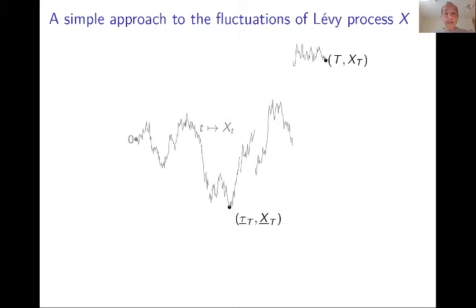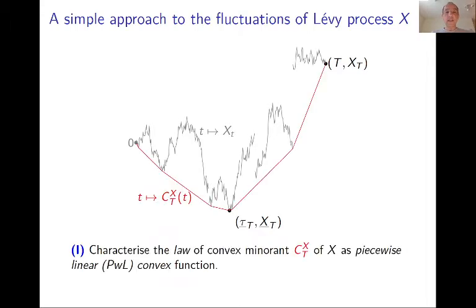Fluctuation theory is interested in the joint law of the time the infimum is reached, the position of the infimum, and the position of the process at the end of a given interval. Okay, so it's a classical problem studied over many decades, important in modeling. You want to know the joint law of such a structure. So our work is about a new approach to this problem via convex minorant.